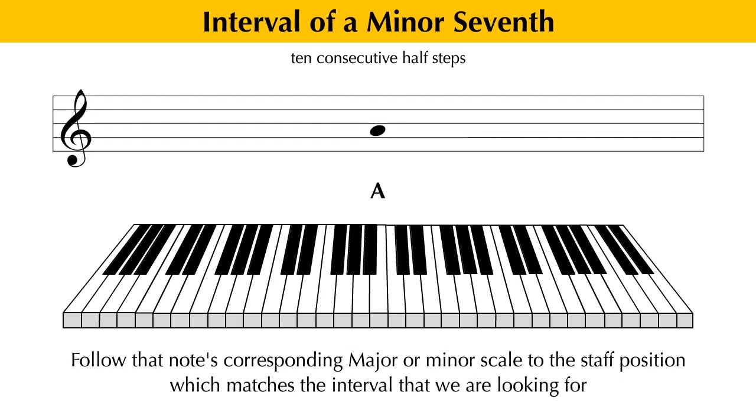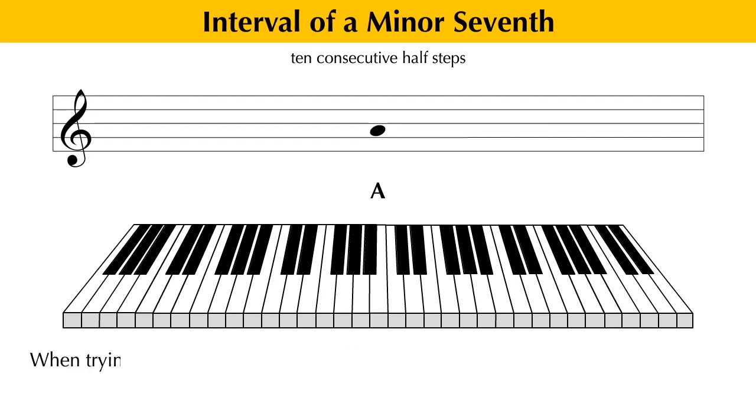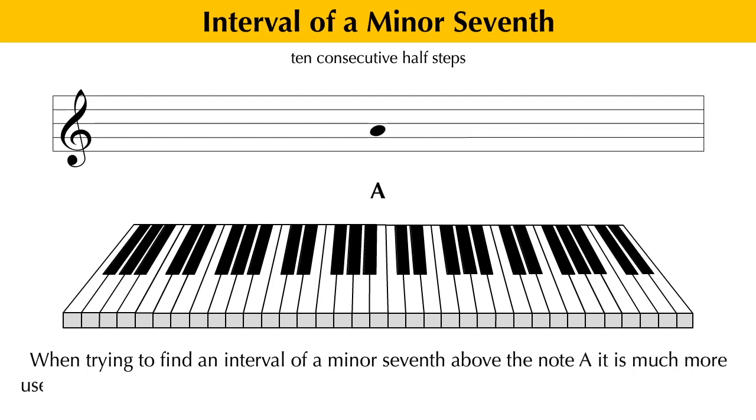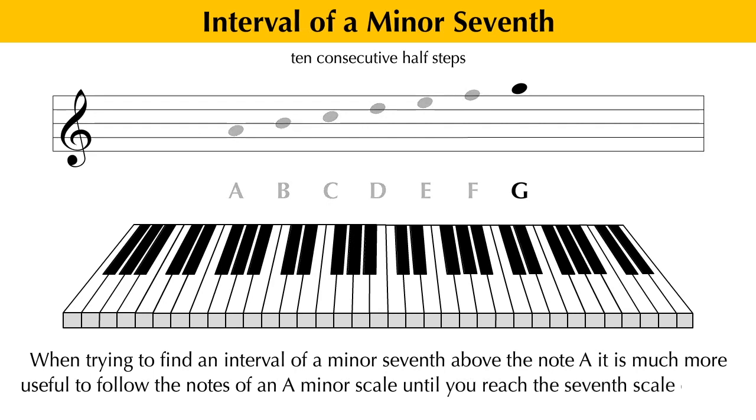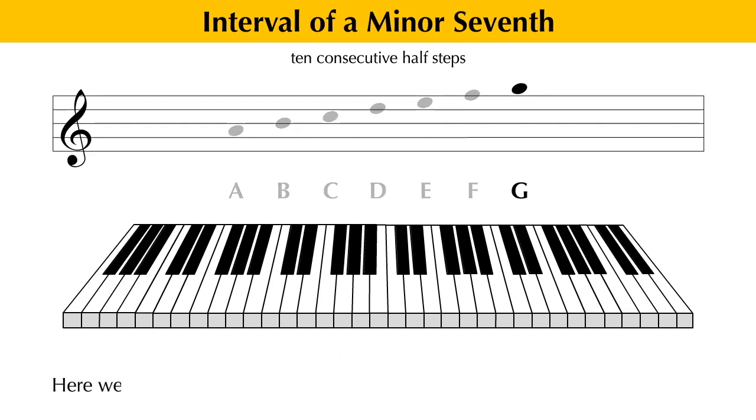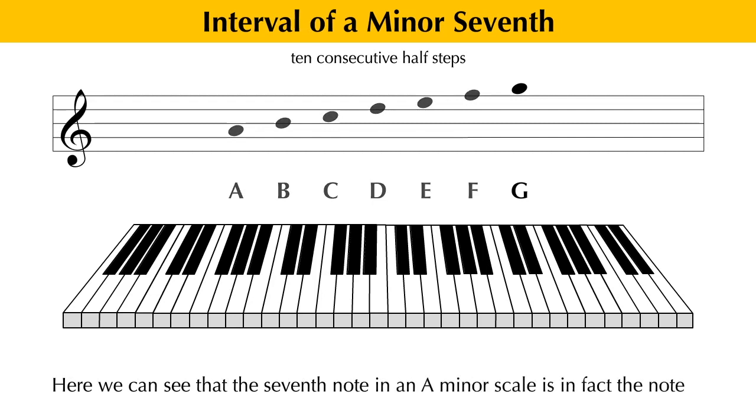Therefore, when trying to find an interval of a minor seventh above the note A, it is much more useful to follow the notes of an A minor scale until you reach the seventh scale degree. Here we can see that the seventh note in an A minor scale is in fact the note G.